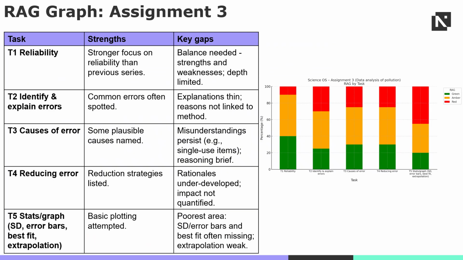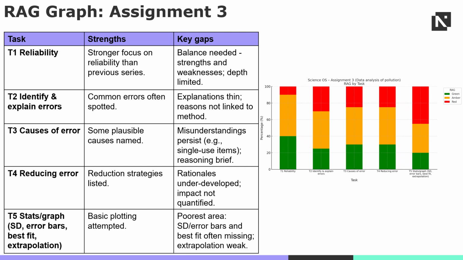So this is the most discriminating assignment. The RAG shows reliability around green and amber, while errors, causes and reductions sit in amber, and statistics and graphing is the major red. So task 1, reliability. Stronger scripts balance strengths and weaknesses: repeatability, consistency across sites, years, and notes on sampling conditions. Weaker ones make generic claims, so for example, reliable, without evidence.